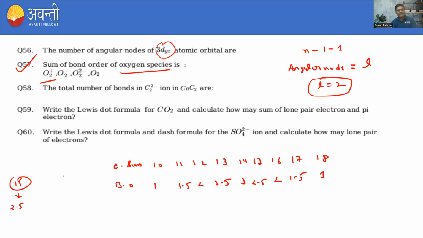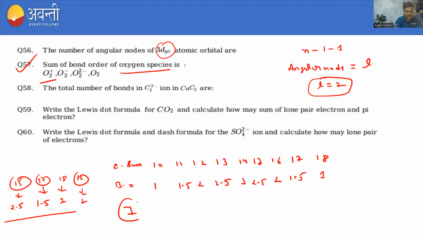Now O2 negative, so 16 and 17, that is 17 electrons. For 17, we have 1.5. Now O2 twice negative, 18. So for O2 twice negative, 18, we have 1. And O2, that is 16, we have 2. So just calculate this: 2.5 plus 1.5 plus 1 plus 2 is 7. So the correct answer is 7. Now move to the next question.